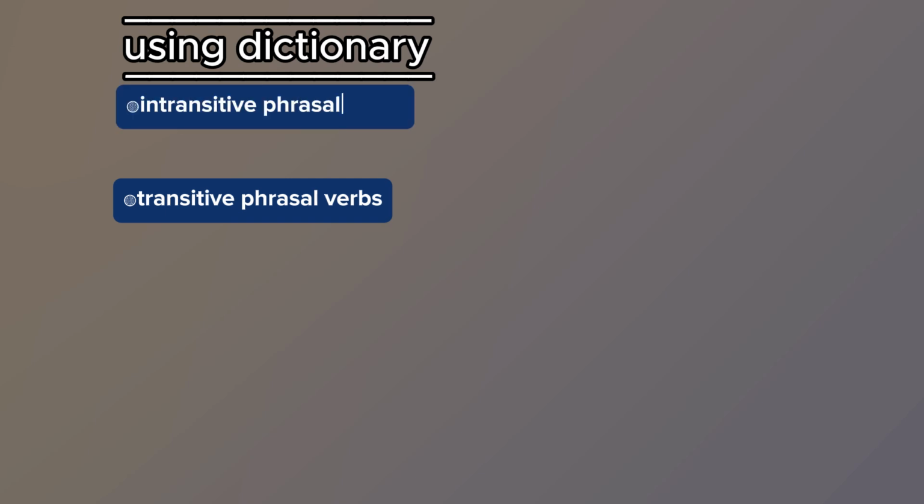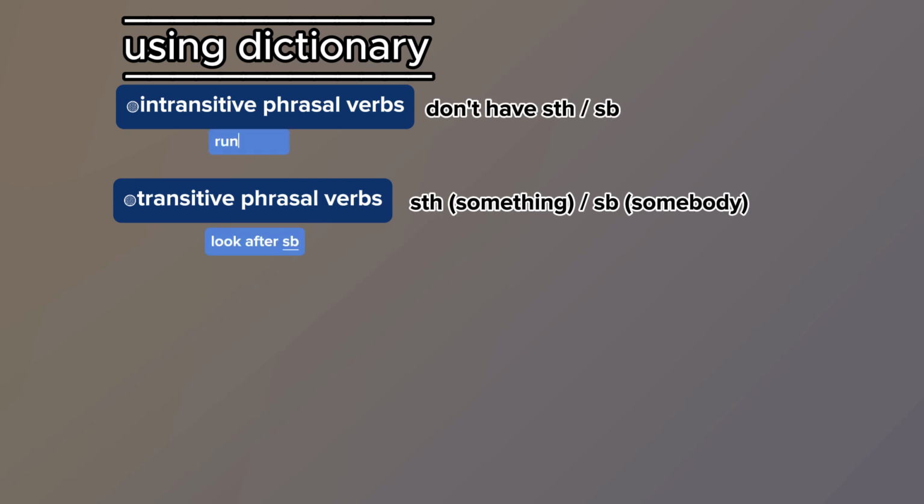If you use a dictionary, it is easy to understand whether the phrasal verb is transitive or intransitive. All the transitive phrasal verbs have something or somebody. For instance, look after somebody or take something off.